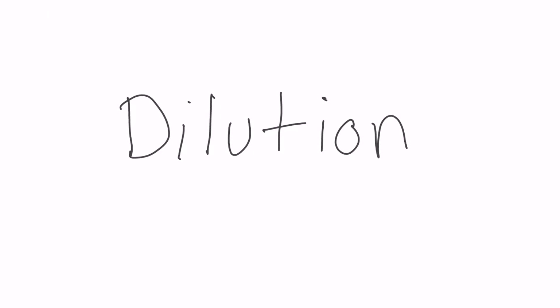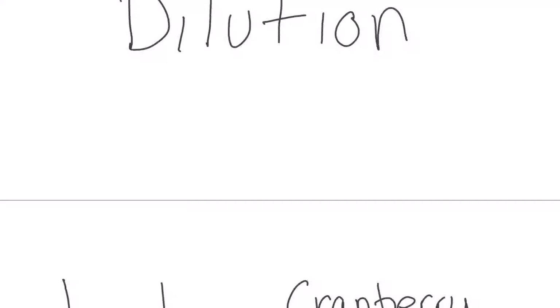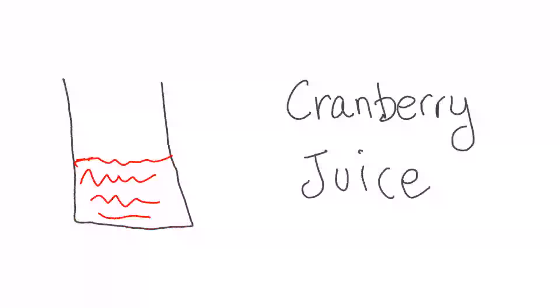Today's lesson is on dilution. Now I have a personal example of dilution. As you know, I'm not drinking my Pepsi anymore, and in the morning I have cranberry juice. But the cranberry juice is pretty strong, so I find I like it better if I take about half a glass of cranberry juice and I dilute it with water about equal amounts.